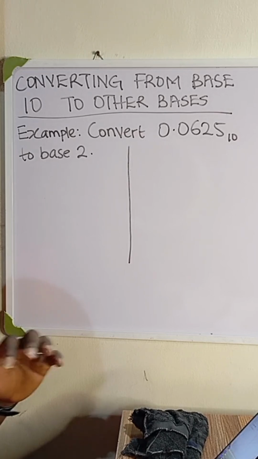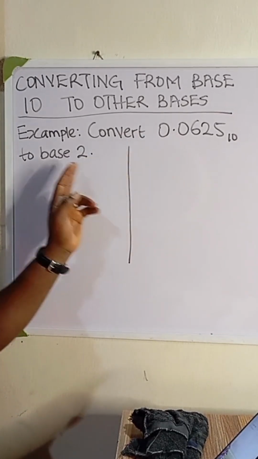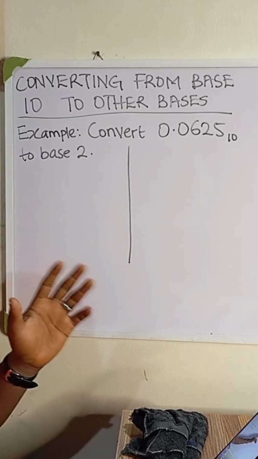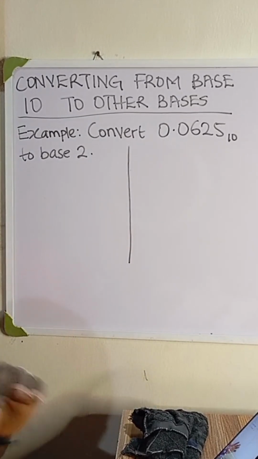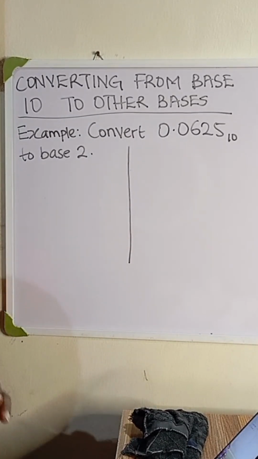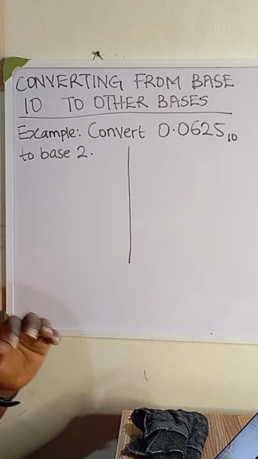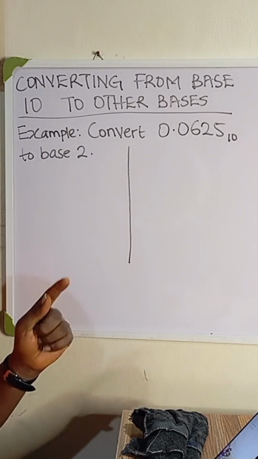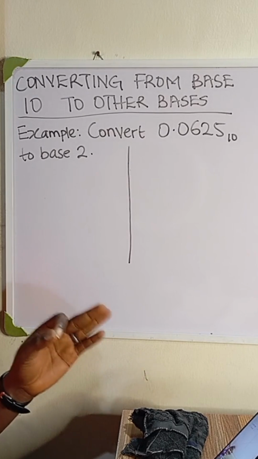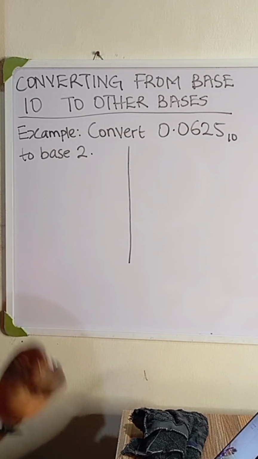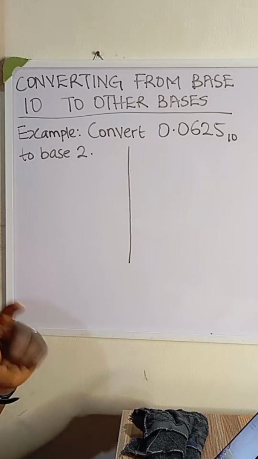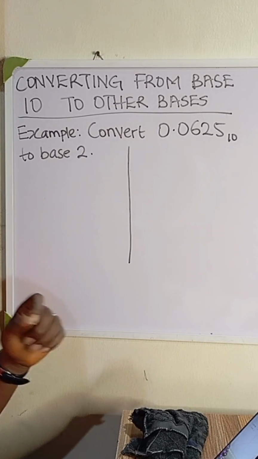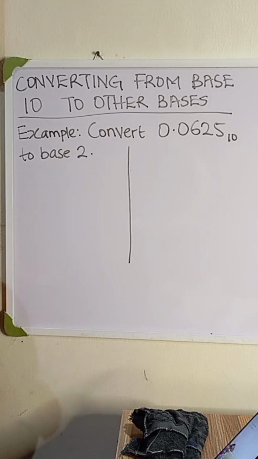But when you are converting decimals to base 2, instead of dividing by 2, you will multiply by 2. So that's the difference. When converting whole numbers to other bases, you divide by the base you are converting to. But when converting decimals to other bases, you multiply by the base you are converting to. Okay? So let's see how that is done.